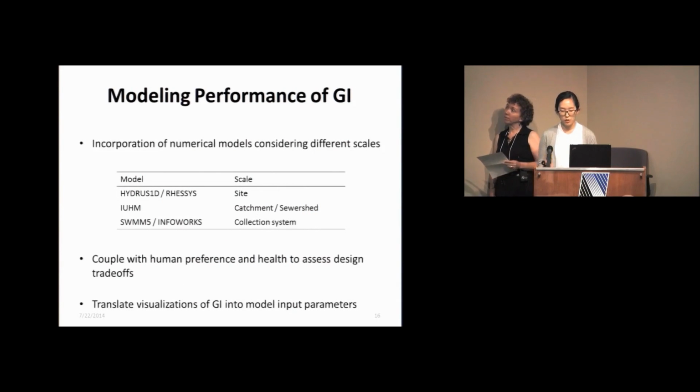And this model eventually will be coupled with the human preference, which is previously presented by Ankit, with human preference and health or ecological to assess design trade-off. So the visualizations of green infrastructure will need to be translated into modeling parameters for different hydrologic models at the different scale.